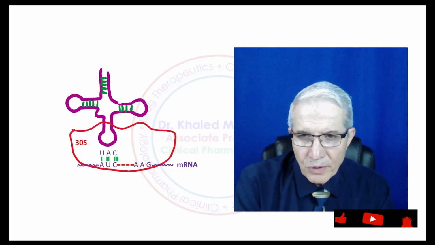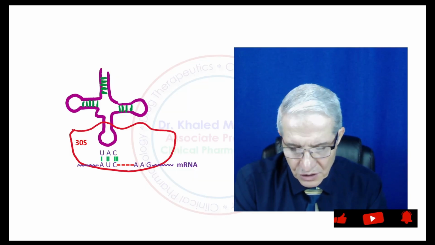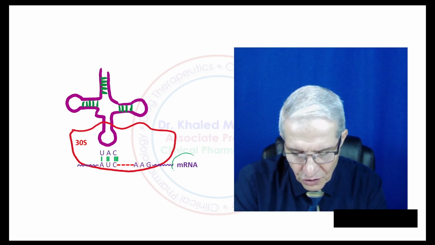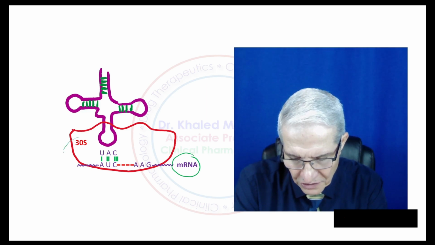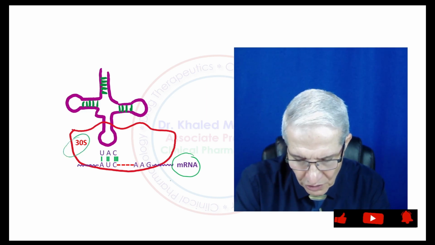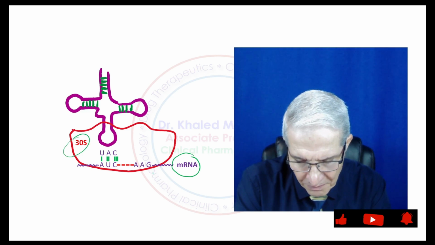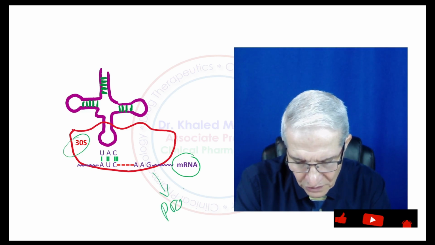Okay, continue speaking about the mechanism of action. As you can see here, we have the messenger RNA and the ribosome, and we have the 30S subunit. And here we are talking about the protein synthesis from the RNA. This will lead to the protein synthesis.